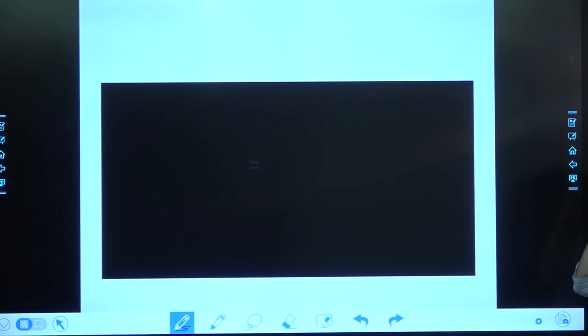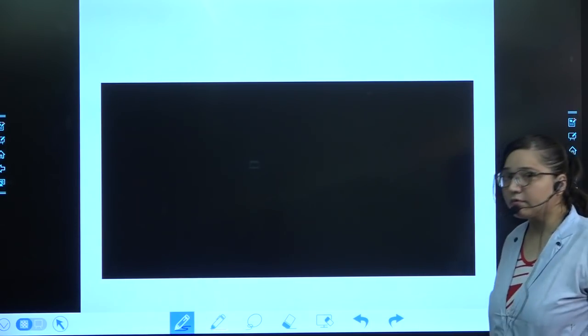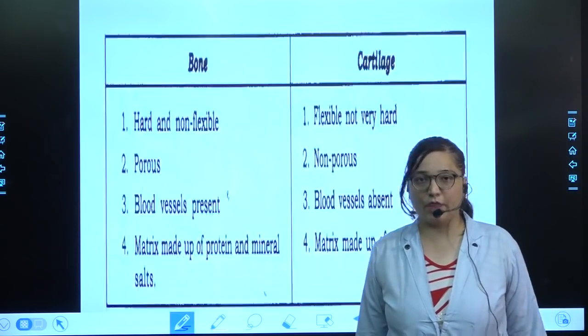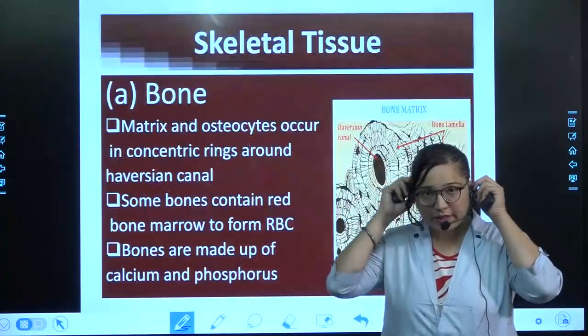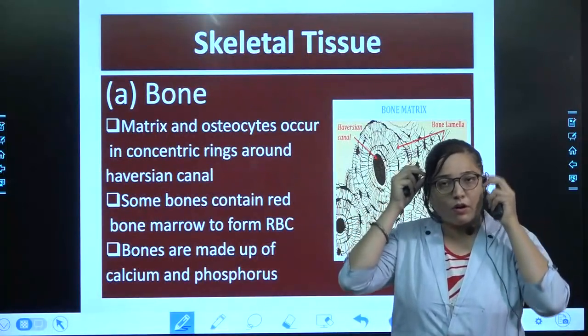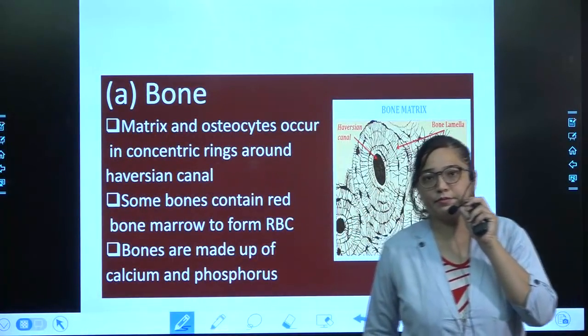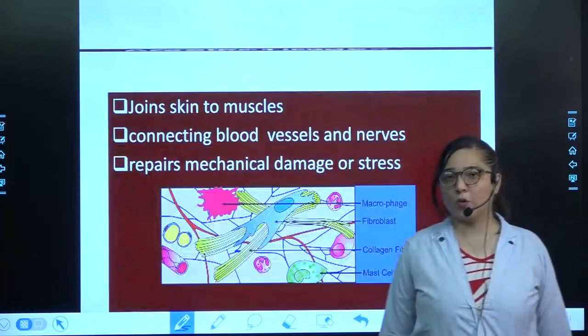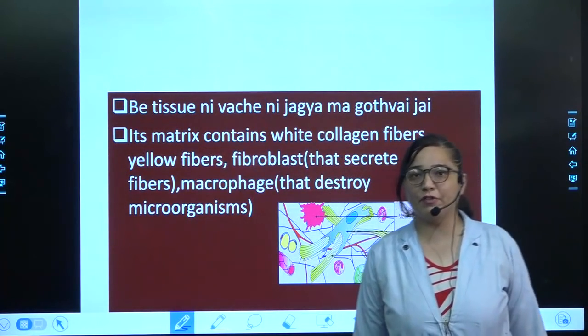So that is about the connective tissue. Now let's have a quick look at whatever part we did today. Then we'll wind up. A quick review on whatever part we have done today.